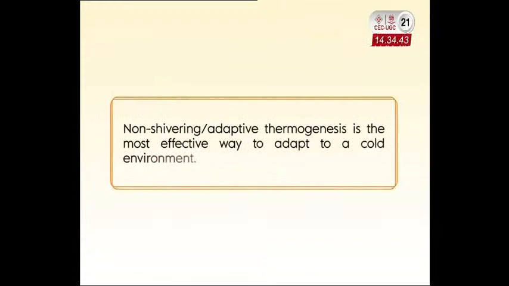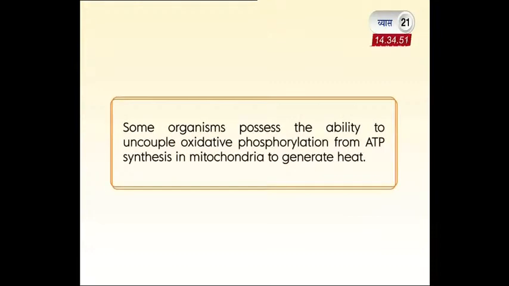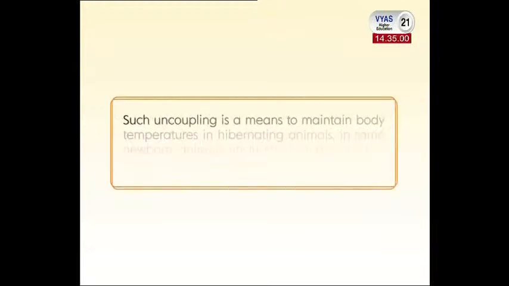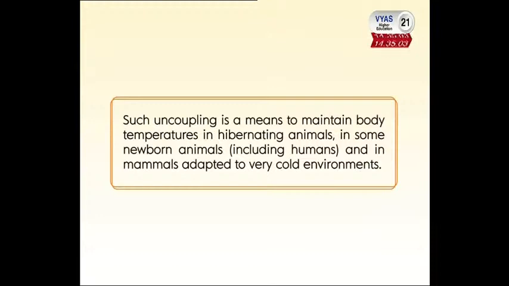The heat produced from shivering is effective at counteracting the heat loss from cold exposure, but shivering is metabolically inefficient and uncomfortable. Ideally, non-shivering or adaptive thermogenesis is the most effective way to adapt to a cold environment. Some organisms possess the ability to uncouple oxidative phosphorylation from ATP synthesis in mitochondria to generate heat. Such uncoupling is a means to maintain body temperature in hibernating animals, in some newborn animals, including humans, and in mammals adapted to very cold environments.